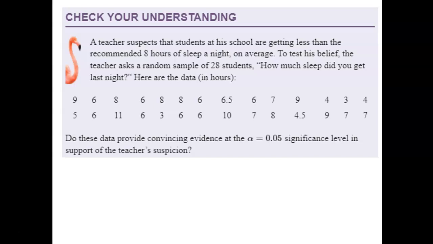This is why we're using a t-test for means, because this is going to be an averaging kind of a problem. We have quantitative data. So do these data provide convincing evidence at the 5% significance level to support the suspicion? Well, that's a very loaded question. They want you to perform an entire significance test. So I'm going to show you the answer. Pause the video in a moment. Try this one on your own.